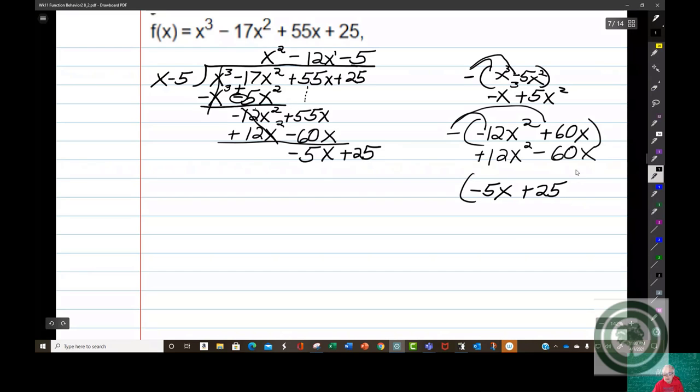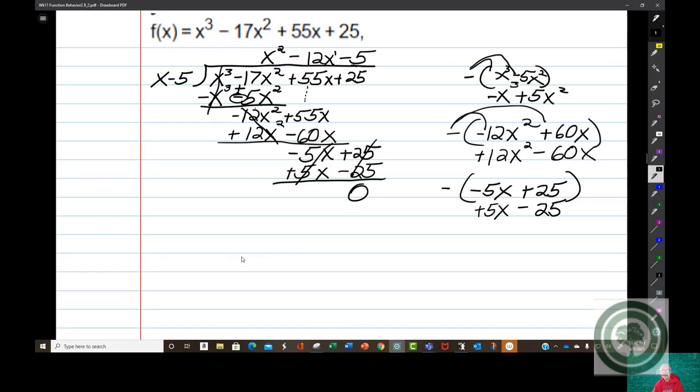And then I'm going to subtract, which is what you always do when you do long division. Negative times negative is positive. Negative times positive is negative. And so we write that up here. Positive 5x, negative 25. And look what happens. I get a 0 and a 0. I knew that would have to happen. Why? Because 5 is a 0. So the factor I make from that has to go evenly into this polynomial. And now this is what's left over.